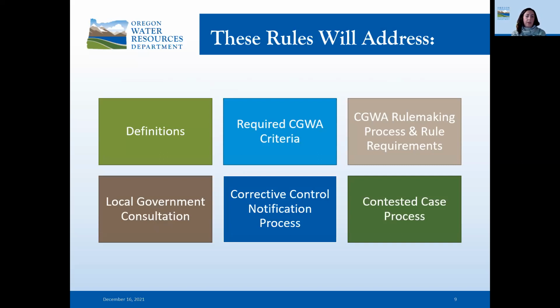The proposed rules will primarily focus on updates to conform to statute, and they cover relevant definitions, the required criteria for critical groundwater area designation as specified by statute, the critical groundwater area rulemaking process requirements and rule content, filing, and review requirements, which are specified by statute, the consultation process with affected local governments, the notification processes for establishing corrective control provisions, and the contested case process for corrective actions.